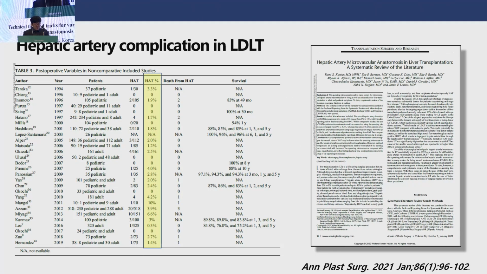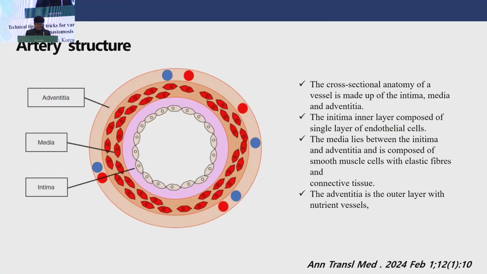The frequency of hepatic artery thrombosis ranges from 0 to 10%. Hepatic artery thrombosis is highly fatal, causing significant impairment of liver function and requiring reoperation or intervention. If left unresolved, it may lead to retransplantation or death.